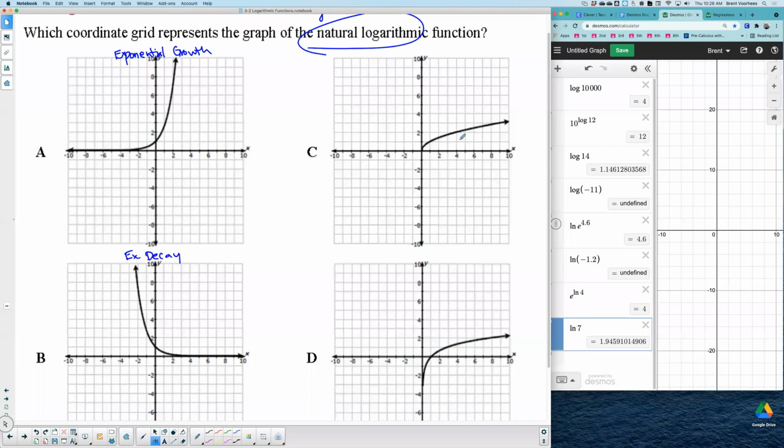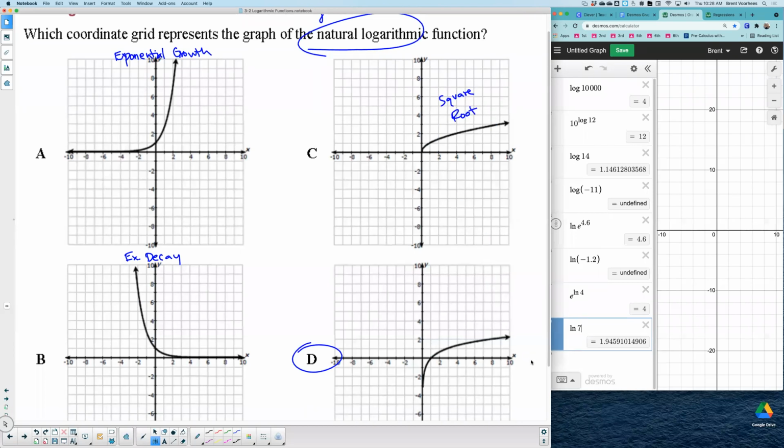What's the next one? Maybe it. What's D? That's a log. Okay, so D is logarithmic, which is the correct answer. This is a square root. Where's the rest of the graph? Yeah, a square root is half a sideways parabola. So that would be a square root there.